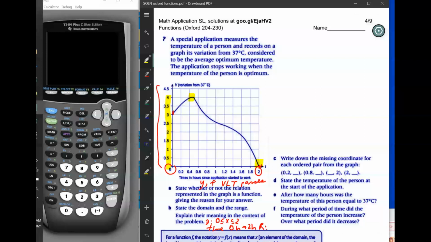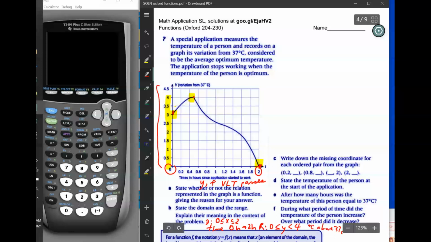And don't just look at the endpoints, because the endpoint here is 3, but you can see that there is a piece of the function which goes above 3, and you need to look at the maximum point to see if that is indeed the highest possible y value. So for the range, it ranges from 0 to 4, right? And it includes the values of 0 and 4 because there is a point exactly at y equals 4, and there is a point exactly at y equals 0. So we'll put that. And what does the range correspond to? It corresponds to degrees Celsius above 37.